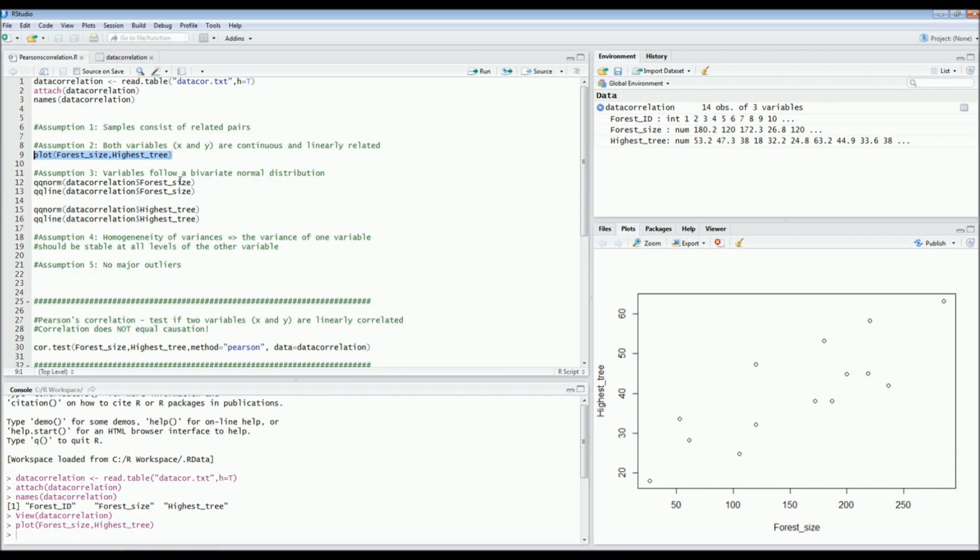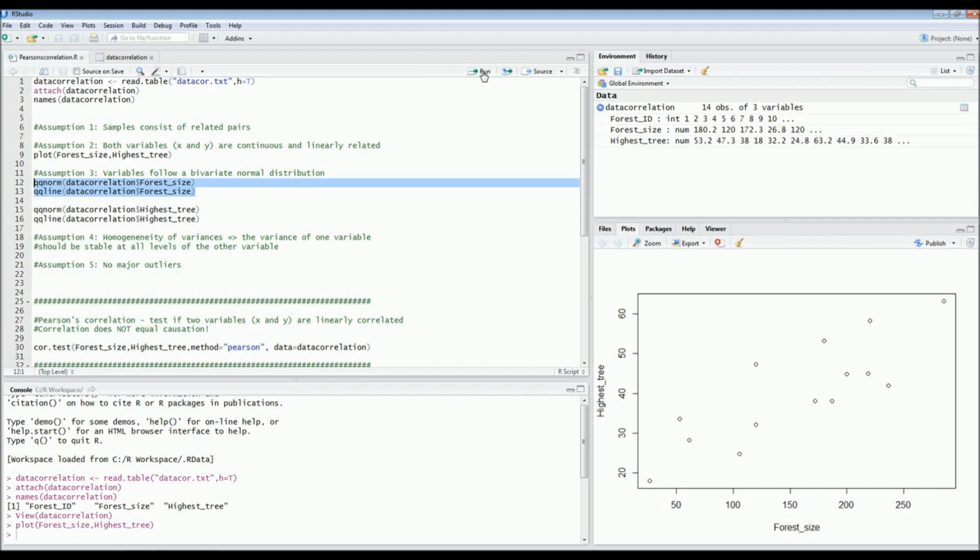Then the third assumption before we can run the test is that the variables have to follow a bivariate normal distribution. Now, this is quite complex, and I don't really want to go into the details of this assumption, but typically in practice, to test if this is the case, you look at the normal quantile plots of both factors separately, and if both variables seem to be normally distributed, then we can assume that mostly we're looking at a bivariate normal distribution. In theory, it's a bit more complicated than this, but this is how we're going to do it.